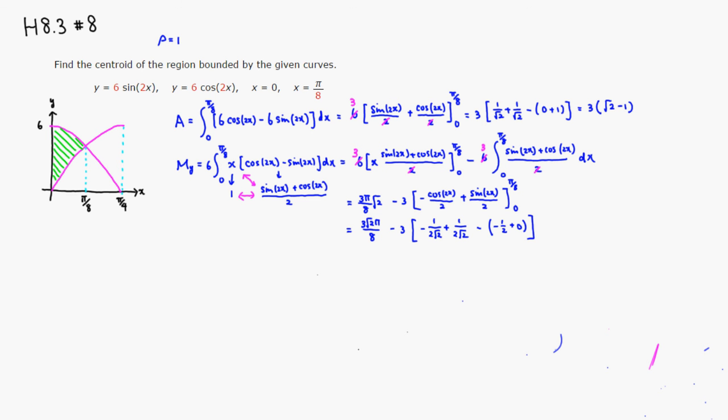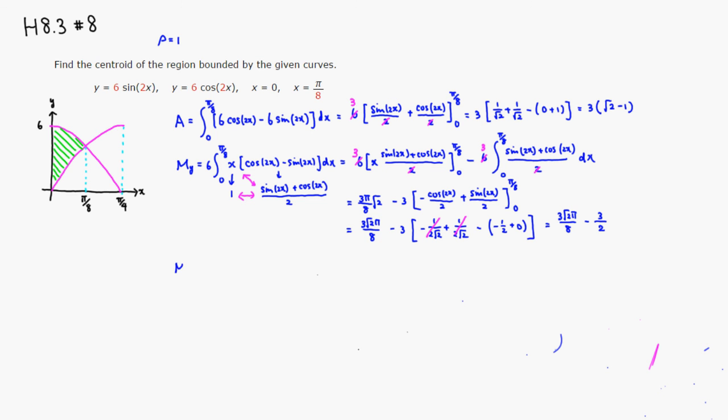Then you see that we can cancel these two because it's the same number with a different sign. So you have negative 1/2, and it's simply 3 square root of 2 pi over 8 minus 3 halves. So we got that. That's m sub y. And let's find m sub x.